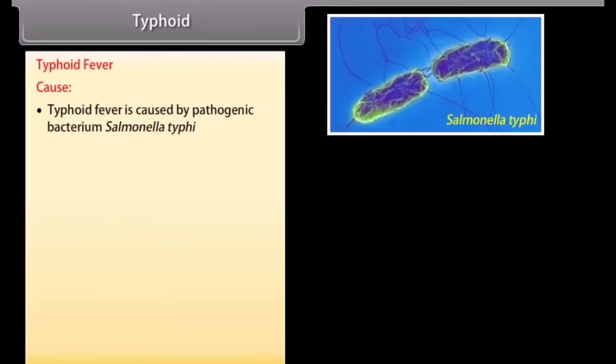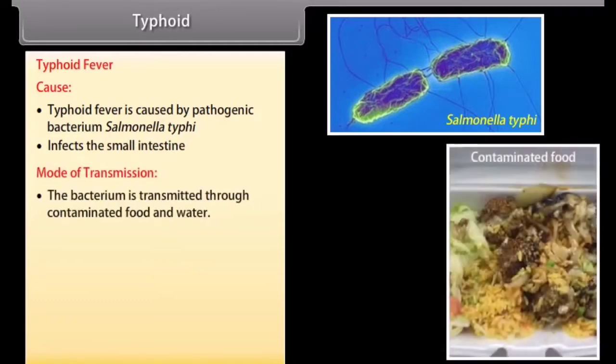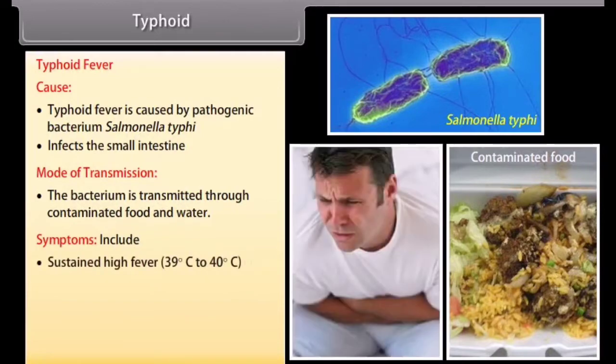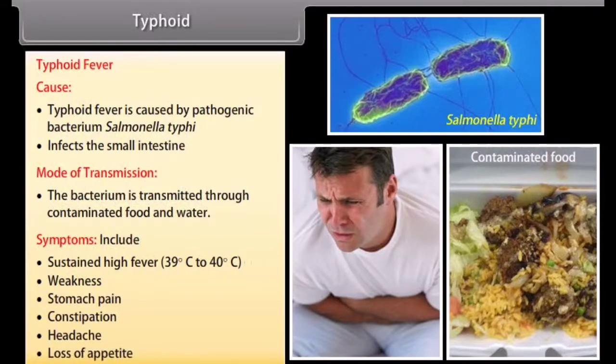Typhoid. Typhoid fever. Cause: typhoid is caused by the pathogenic bacterium Salmonella typhi. It infects the small intestine. Mode of transmission: the bacterium is transmitted through contaminated food and water. Symptoms include sustained high fever of 39 to 40 degrees Celsius, weakness, stomach pain, constipation, headache, and loss of appetite.